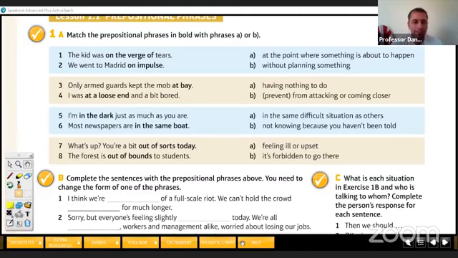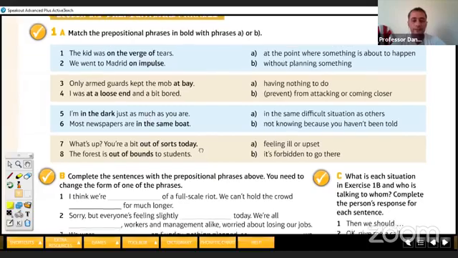Five, the meaning of "I'm in the dark" means not knowing because you haven't been told. If you are in the dark, you don't have the answers now. And if you are in the same boat as others, it means that you are in the same situation. Usually this is something always negative, not positive, okay? In the same boat, in the same difficult situation.